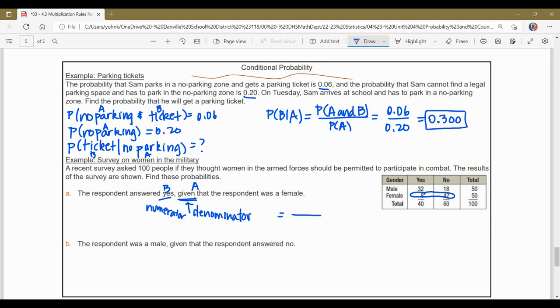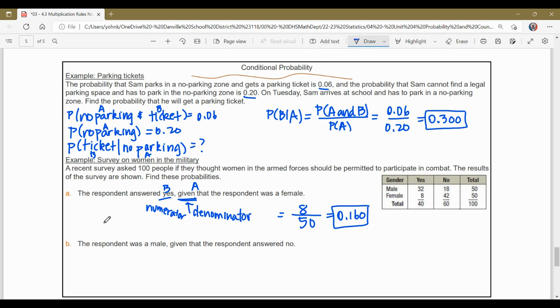There were 50 females. So I could put a 50 in the denominator. Now, of those 50 that I circled, how many answered yes? And the answer is 8. So remember, the given goes on the bottom, and how many of those goes on the top. This gives us 0.160. Okay, let's erase this circle.